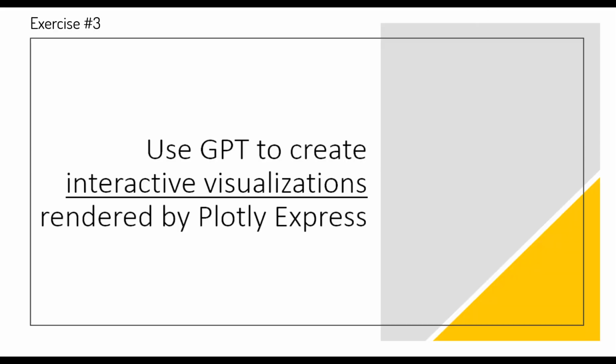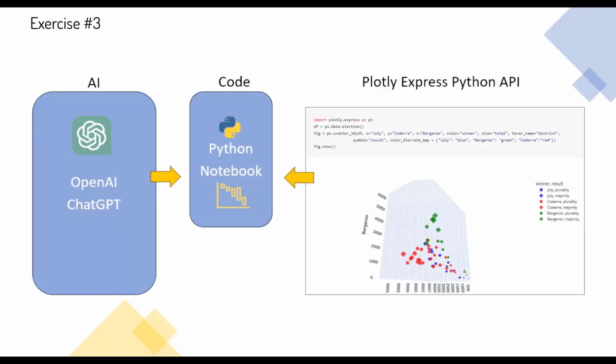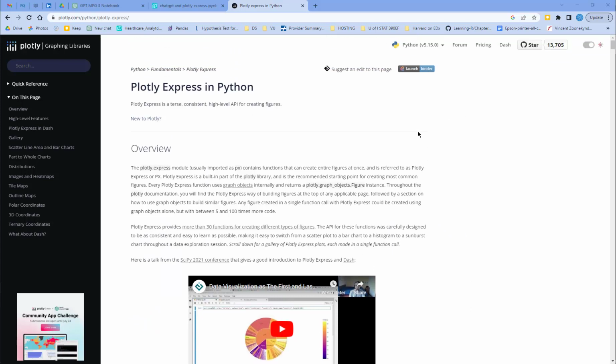For this last test, we're going to see if ChatGPT can help us with a third-party graphics library called Plotly. Plotly is a popular way to build graphics in JavaScript and R and Python, lots of languages, but it also has a high-level API called Plotly Express, which we're going to experiment with in the notebook and see if GPT can understand it.